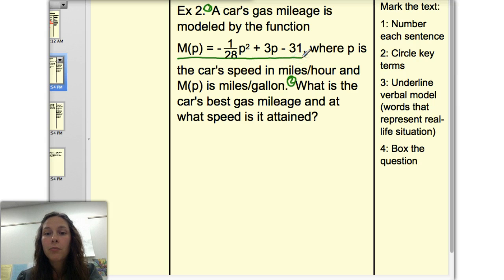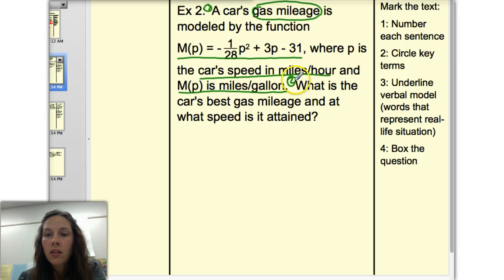Number 3, where P is the car's speed in miles per hour, so we need to know that. And M of P is miles per gallon. So again, those are verbal models as well. Key terms, you could circle gas mileage. That's one of the key terms. And then P is car speed, so we have that underlined.